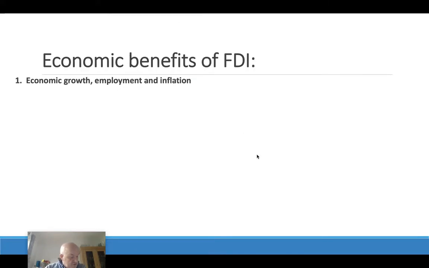Okay, so let's take a look at some of the economic benefits then. And again, what we're trying to do here is give some ideas of how you might be able to structure your thought process. If you like, it's almost a slightly different form of essay structure that you could apply. In this instance, we're talking about some of the economic benefits of FDI. So clearly, that's going to add to economic growth, employment, and inflation to some degree.